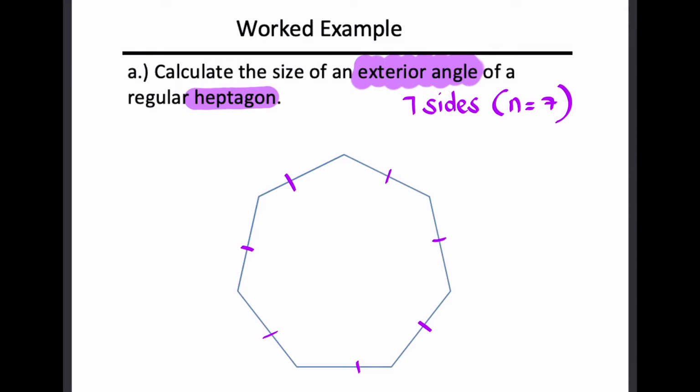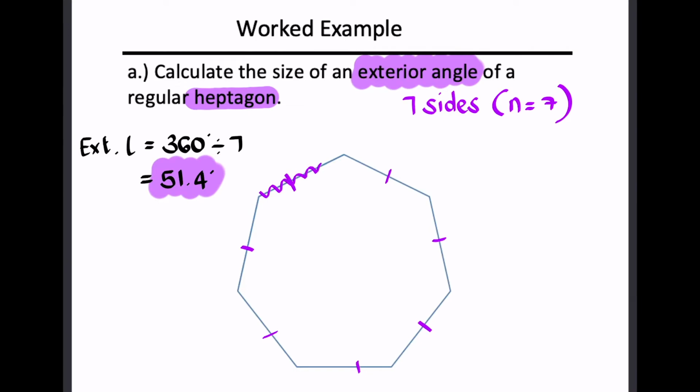If I'm calculating an exterior angle, that means that I'm going to take the 360 degrees and divide it by the number of sides, or divide it by n, which is 7, and 360 degrees divided by 7 becomes 51.4 degrees. The thing that we need to note is that an exterior angle is an extension of one of the sides of the shape.